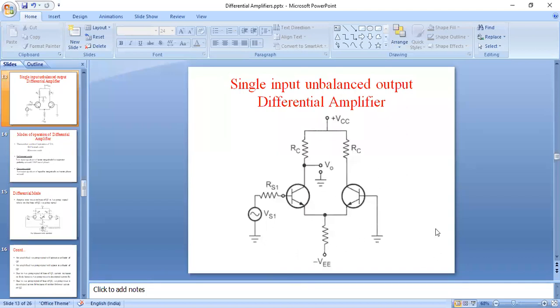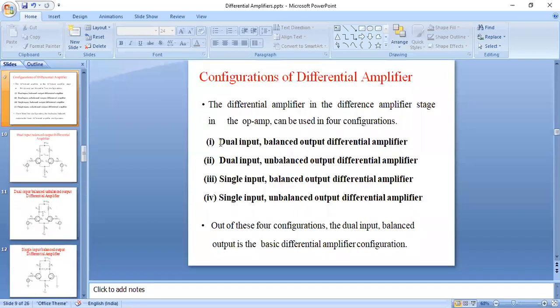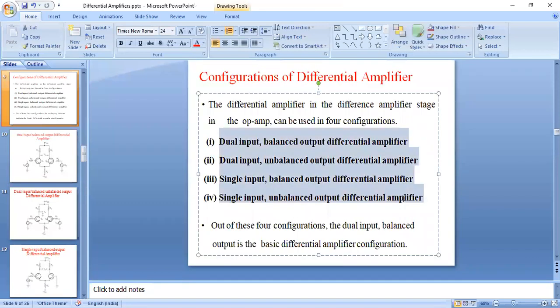I am not applying any input to Q2, but I have taken the output from one of the collectors with respect to ground. That's why it is unbalanced output, single input. So single input and unbalanced output differential amplifier. So these are the four configurations of differential amplifiers: dual input balanced output, dual input unbalanced output, single input balanced output, and single input unbalanced output differential amplifier.